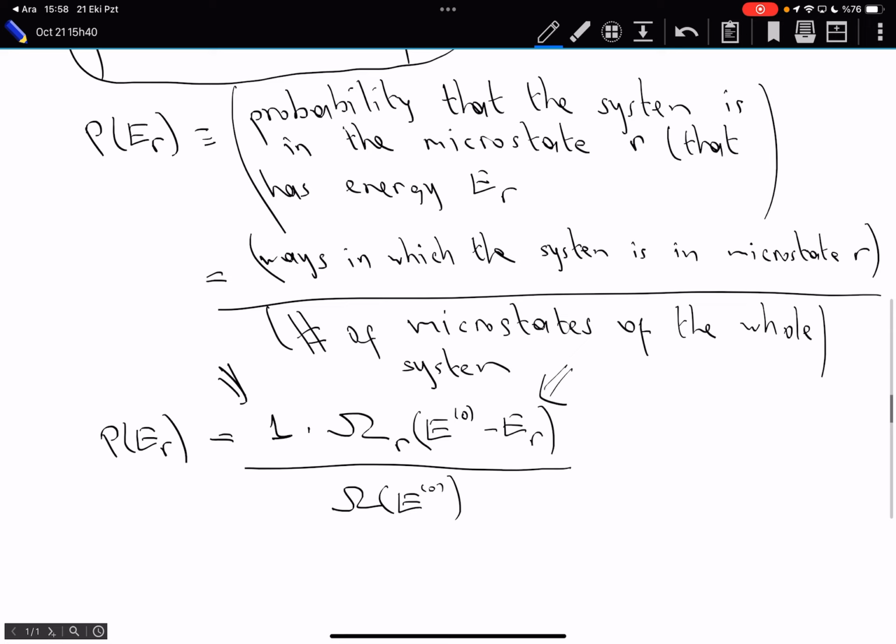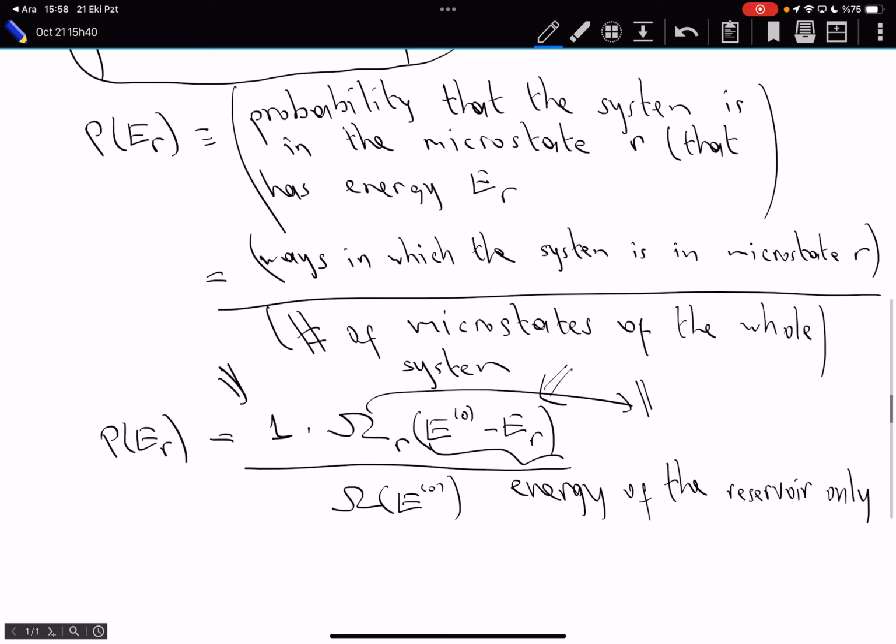Well, you see, I have my system plus the reservoir. My system has energy ER and the whole system has energy E0. Okay. So the reservoir has energy E0 minus E of R. So this is the energy of the reservoir only. And this is, well, let me put a capital R over here, the number of microstates of the reservoir only.